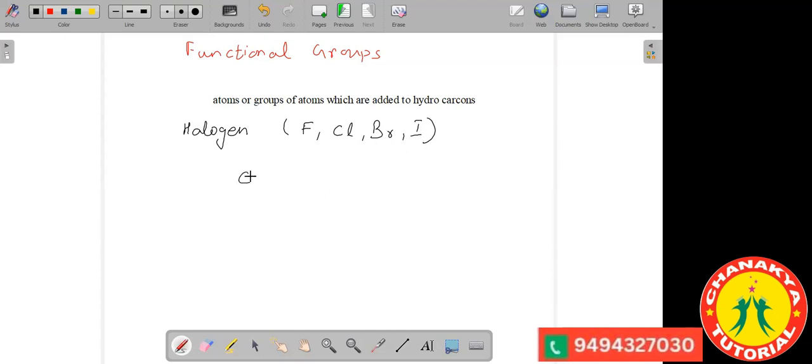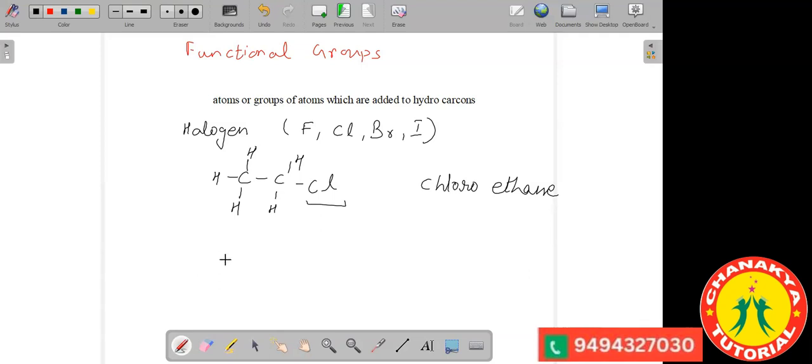For example, suppose you have this C and you have one chlorine on it, so you have hydrogen, and there is one chlorine bonded to it. Its name will change. Here we have a chlorine group, so a prefix will be added, like chloro. So it will be chloroethane. The parent name is ethane, so it remains the same, and only the prefix chloro is added.